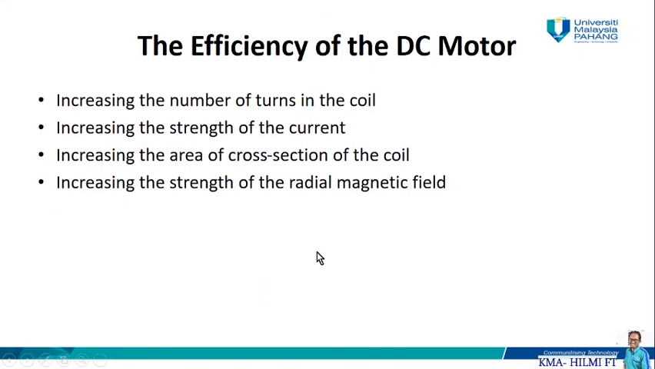In order to increase the efficiency of the DC motor, there are several methods that we can use. First, we can increase the number of turns in the coil. In the armature, we can increase the number of turns and use more coil, which means it will be much heavier, so there will be a give and take in that part. And then we can also increase the strength of the current, so we increase the value I, and then we increase the cross-sectional area of the coil. This is also regarding the coil. And the last one is we can increase the strength of the radial magnetic field.